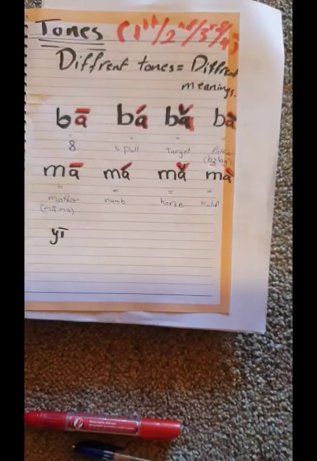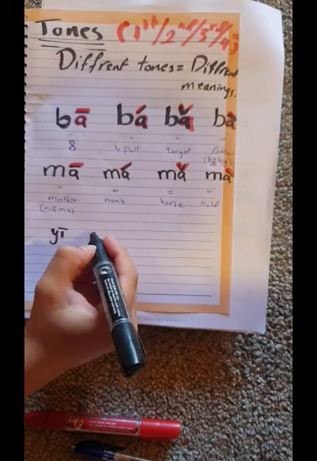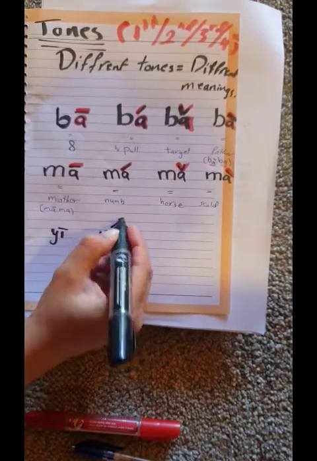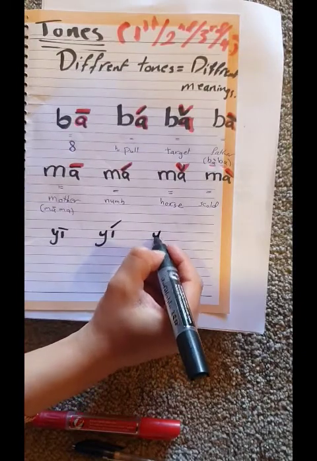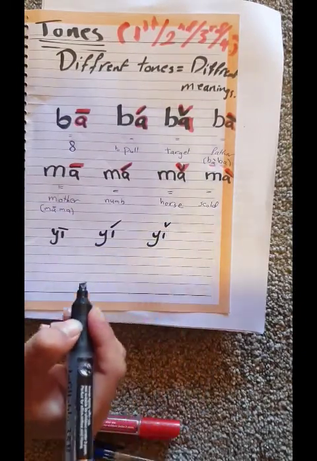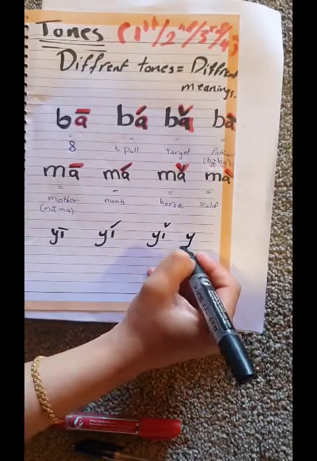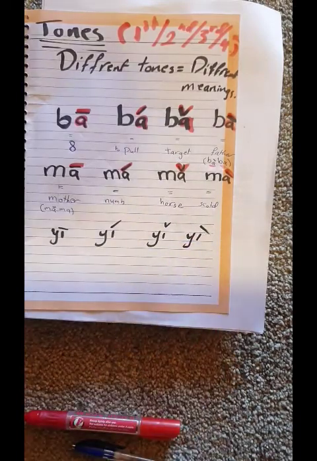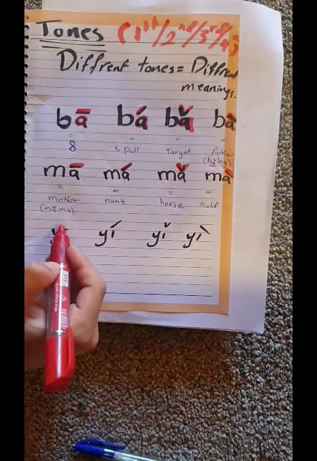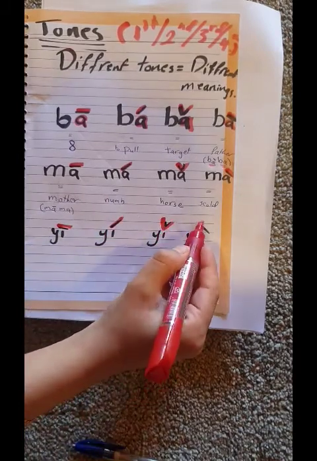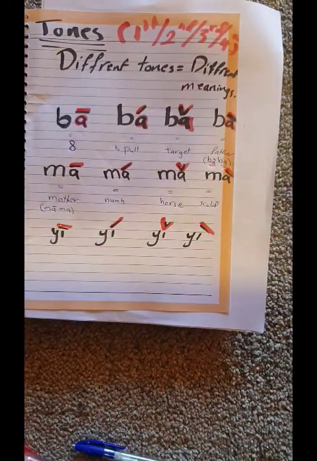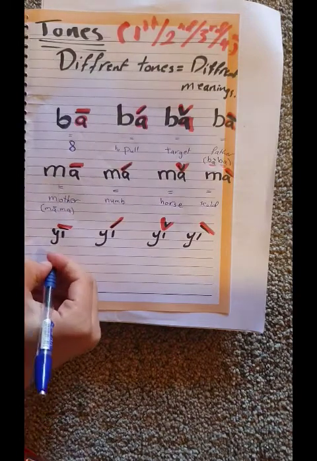So, yi, the second one. Yi, yi, go up with your voice. Third one, yi. Fourth one, yi. Yi. Yi. Yi. Yi. Yi. Okay? Going to the meanings.